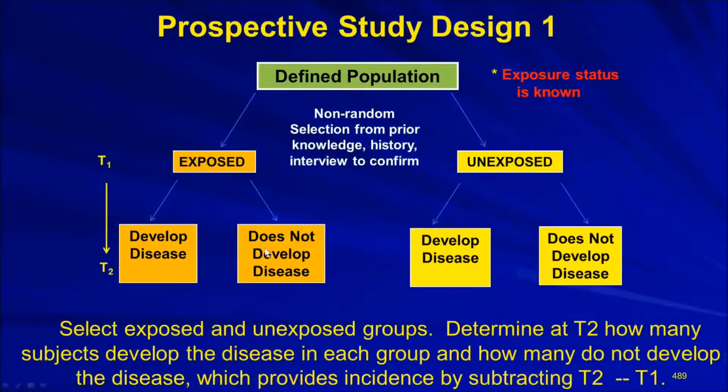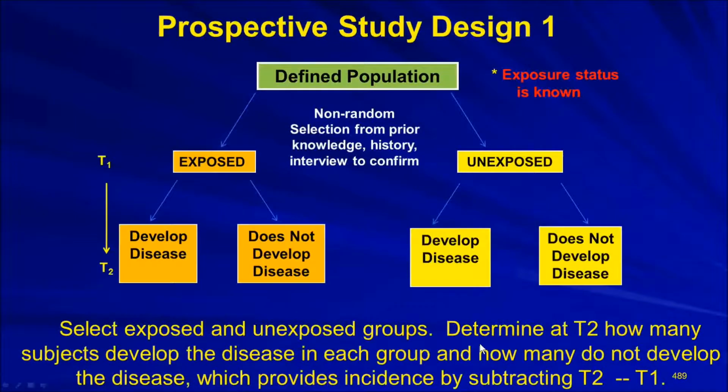Now, we know that there's always a proportion of people who do not develop the disease even though they are exposed. Now, when we move over to the unexposed group, we're going to have a few of those who develop disease, and many that don't develop the disease, and this is what we would expect. So what we do is we select exposed and unexposed groups, right?